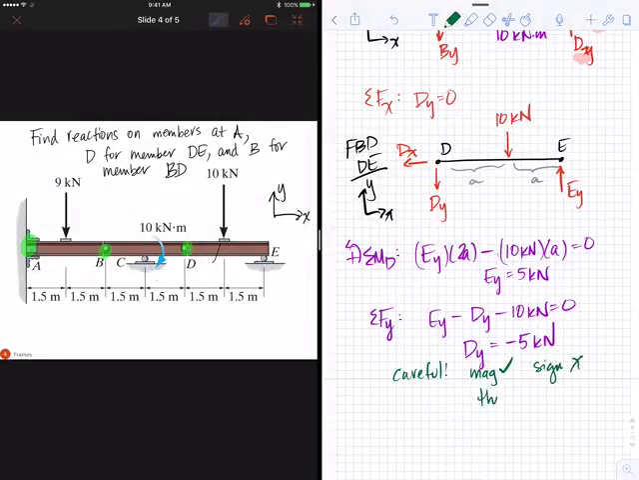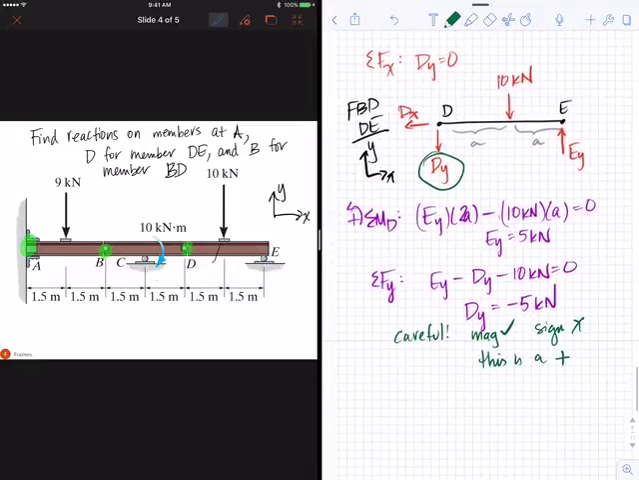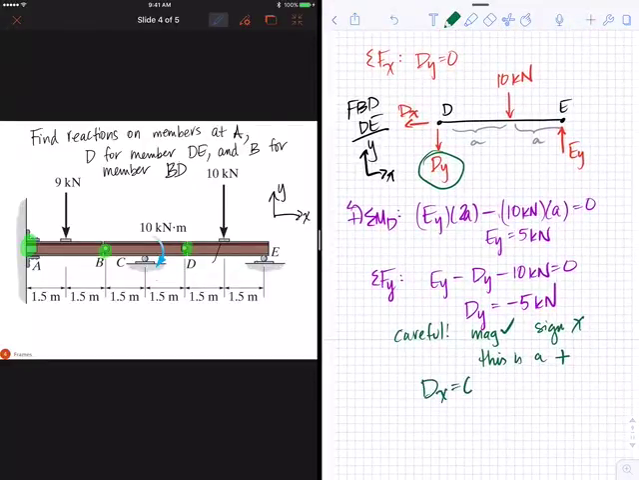This should be a positive answer because the question said, what is the reaction on D for member DE? This is the reaction that I care about on member DE, and it needs to actually point in the other way. So when you put this into PrairieLearn, when you answer the question here, dx, of course, is going to be equal to 0, and dy, in terms of a force vector, is going to equal a positive 5 kilonewtons in the y direction, j hat.